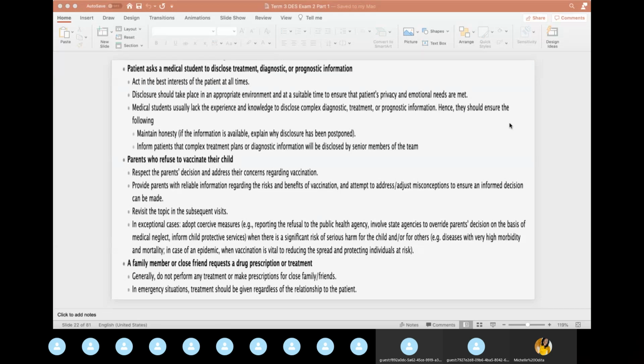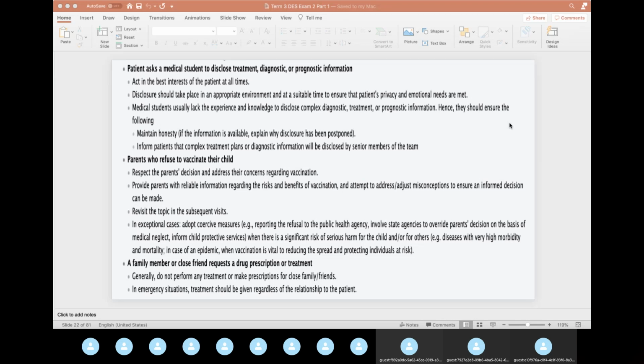You provide reliable information. Tell them the article from the Lancet was retracted a couple of years back. There was research that linked vaccines with autism. It was published in the Lancet and later retracted because it was false. Revisit the topic in subsequent visits. In exceptional cases, although this is not warranted, adopt coercive measures. But for this one, always respect the parent's decision and address their concerns.